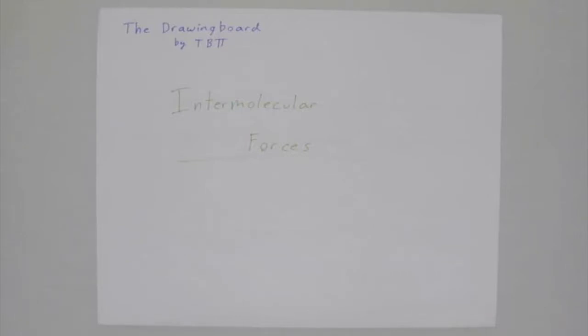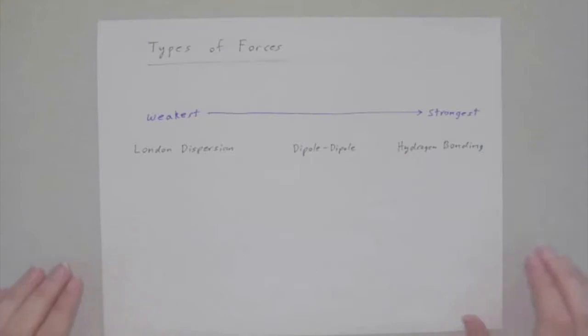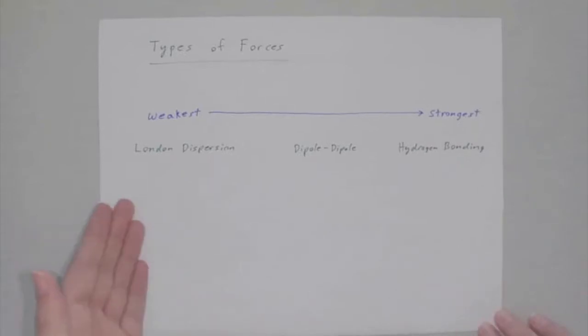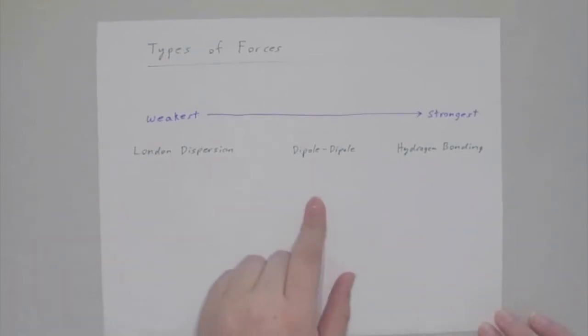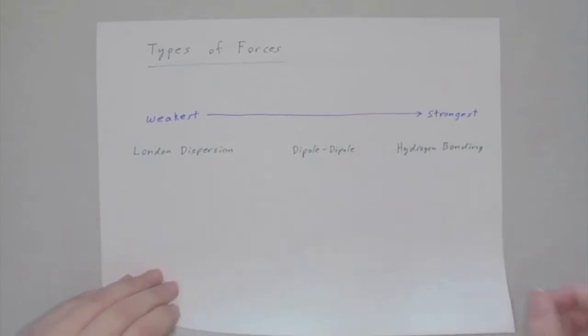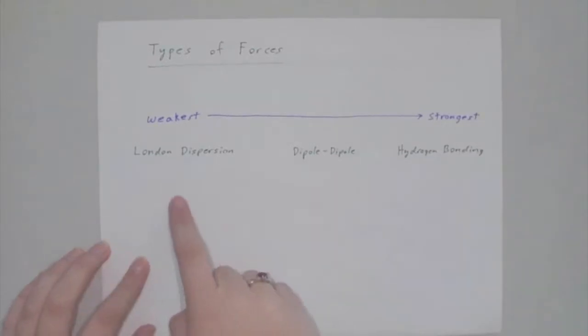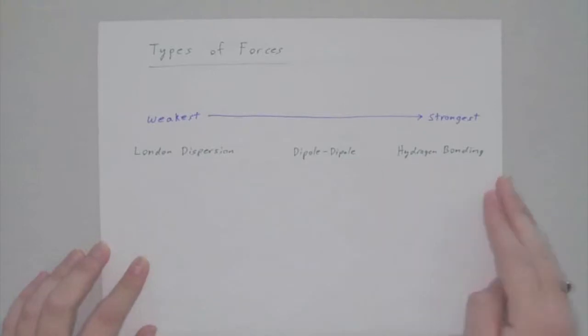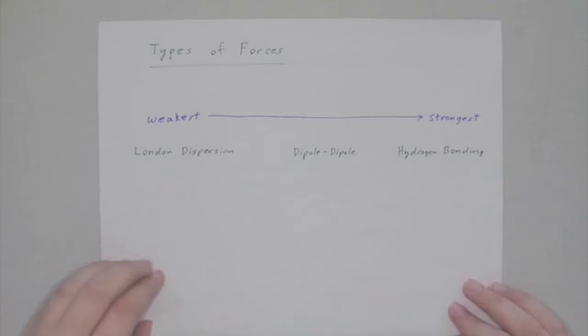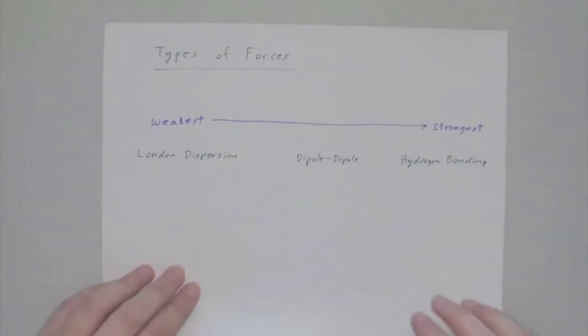This week we're going to be looking at intermolecular forces and the different physical phenomena that occur because of those intermolecular forces. So there are three main types of forces we're going to be looking at. Here they're arranged from weakest to strongest, starting with London dispersion, followed by dipole-dipole, and finally hydrogen bonding, which is the strongest of those molecular forces. And as we go through and look at what these different types of forces are and why they occur, it'll become pretty clear why they are arranged this way from weakest to strongest.